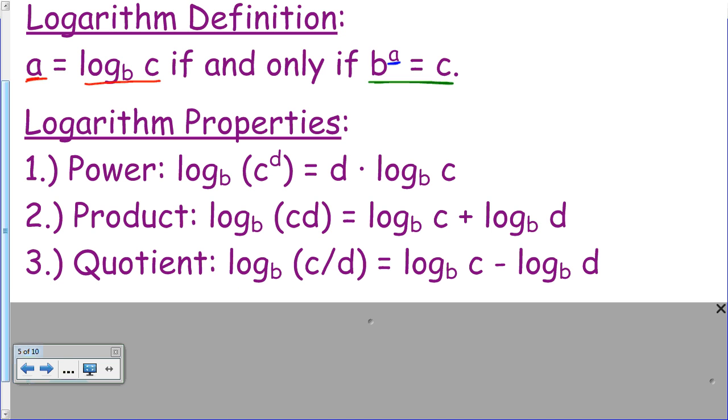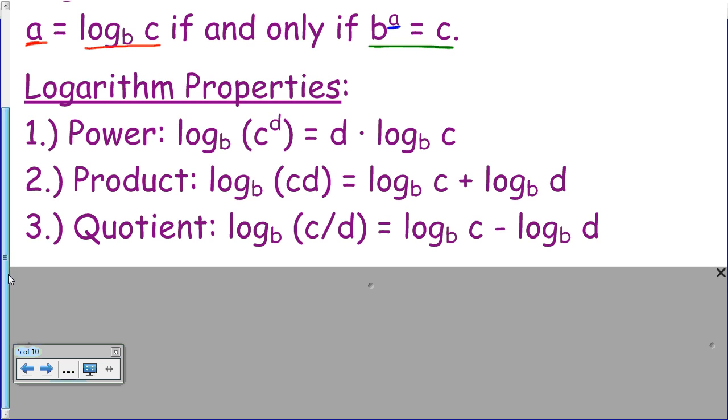And then the last property here for us is the log of a quotient. If you have log base b of c divided by d, then you can rewrite that as the log base b of c minus the log base b of d. So again, the way we read that is the log of a quotient is equal to the difference of the logs. Log of a quotient is equal to the difference of the logs, and the log of a product is equal to the sum of the logs.